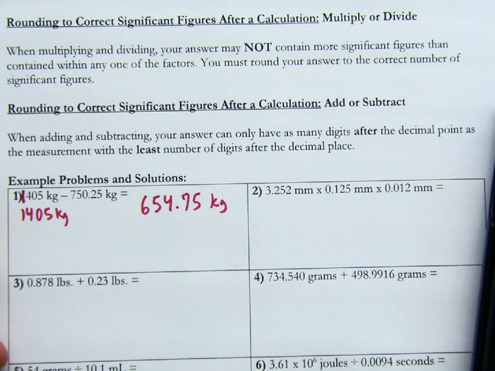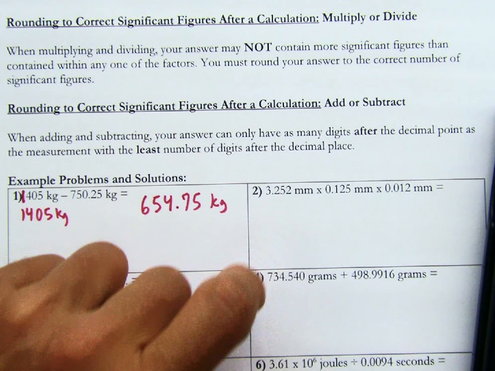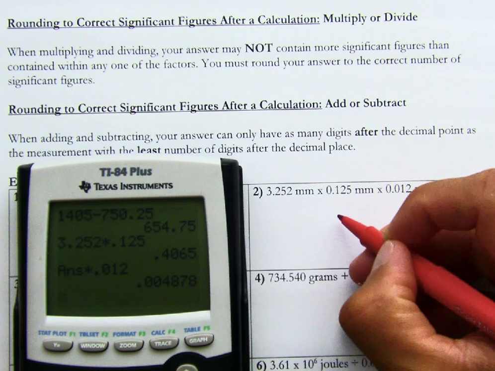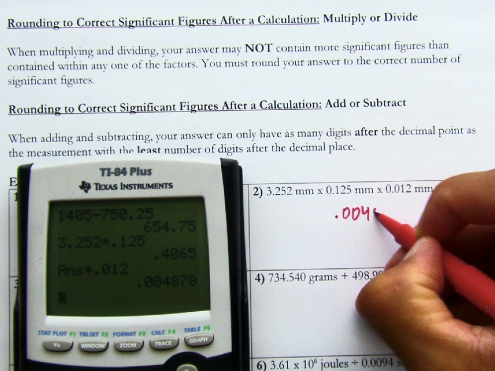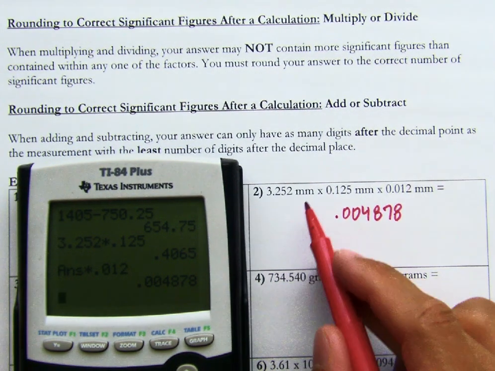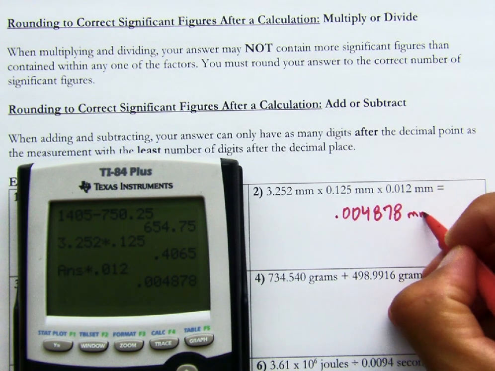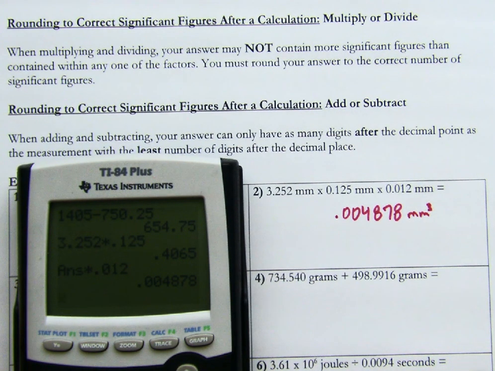Or for the next one, right here, number two, if I plug this in, 3.252 times 0.125 times 0.012, the calculator gives you 0.004878. And now, if you did millimeters times millimeters, that'd be millimeters squared times millimeters. This would be cubic millimeters. Don't worry too much about the units at this point, but I'm just writing down what the calculator spits out.